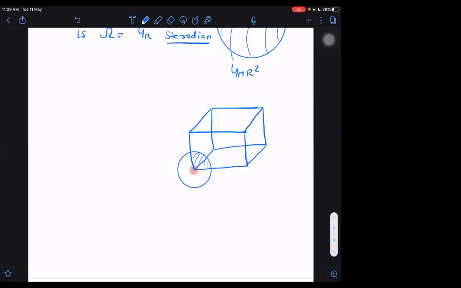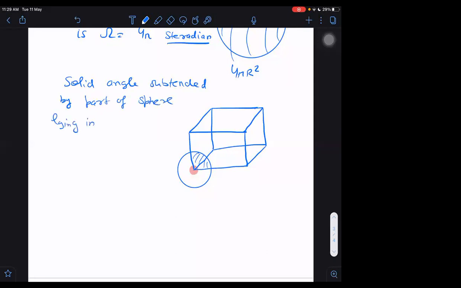Now the point is, what is the solid angle subtended by the portion of the sphere which is lying in the cube? Pi by 2, sir, steradian. Pi by 2 steradian. One by eighth is inside, sir, so pi by 2 steradian. Sir, I think pi by 2 steradian.